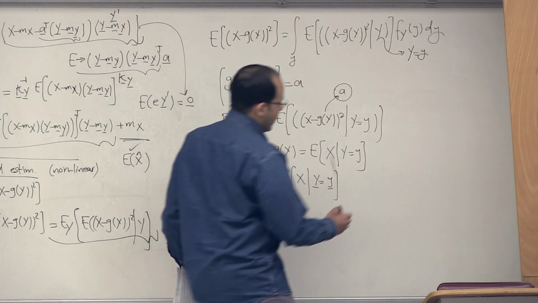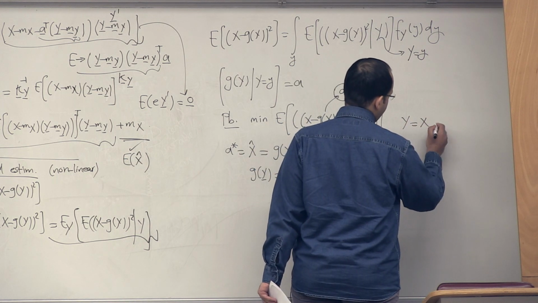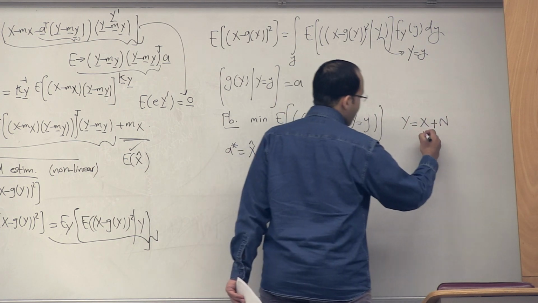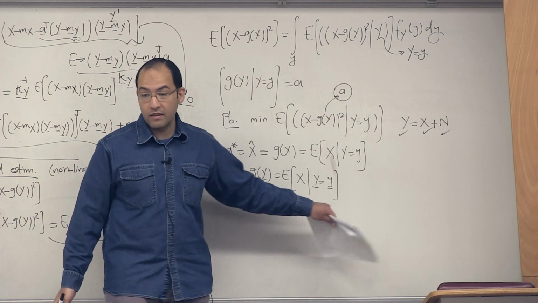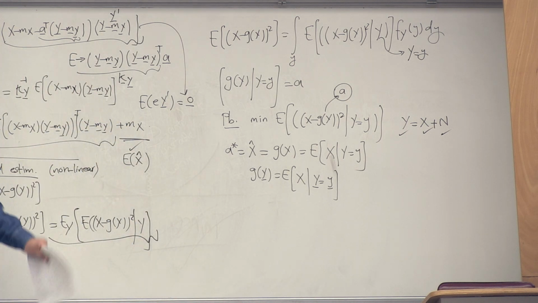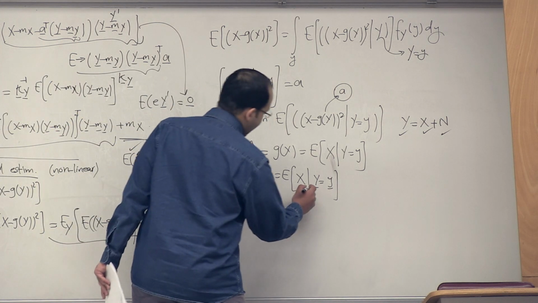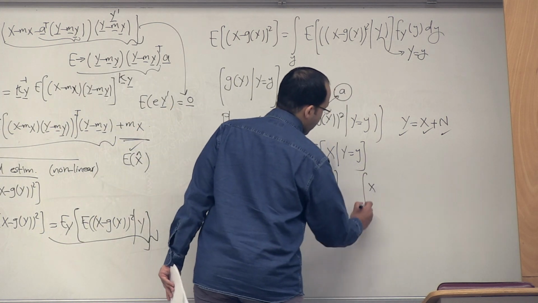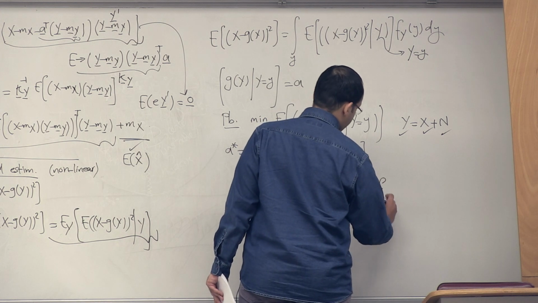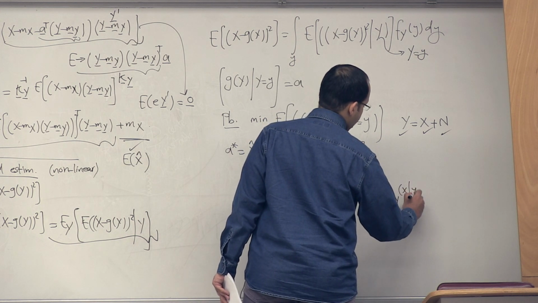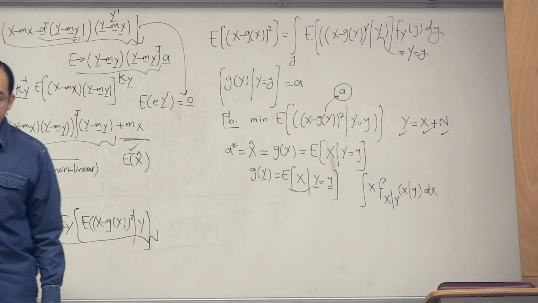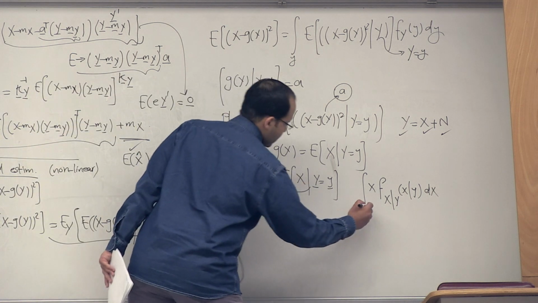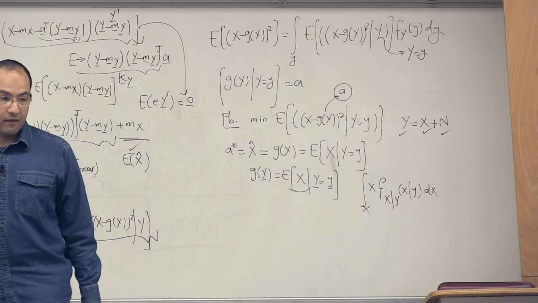Think about a problem like the one you did in your homework. You had the distribution of x, the distribution of n, the distribution of y. You had all the distributions. So you can definitely get this expectation, right? This expectation is just the integral of x times f of x given y, dx. And all of these terms are available.